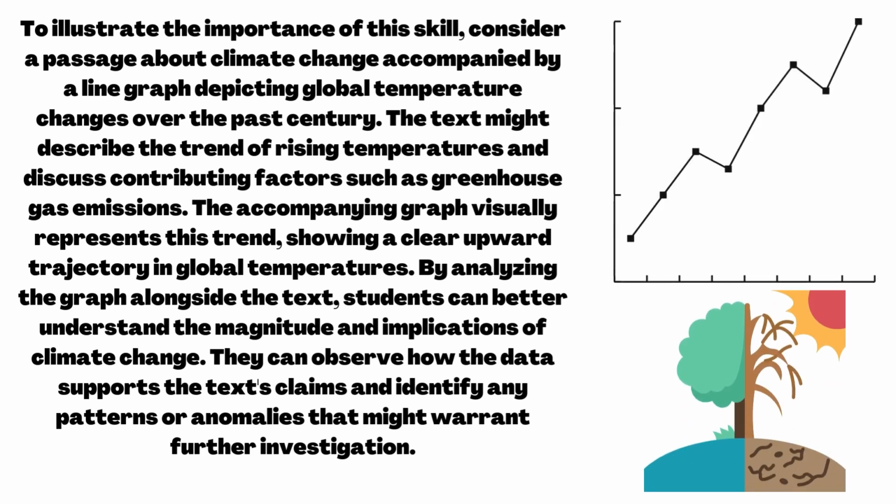To illustrate the importance of this skill, consider a passage about climate change accompanied by a line graph depicting global temperature changes over the past century. The text might describe the trend of rising temperatures and discuss contributing factors such as greenhouse gas emissions. The accompanying graph visually represents this trend, showing a clear upward trajectory in global temperatures. By analyzing the graph alongside the text, students can better understand the magnitude and implications of climate change. They can observe how the data supports the text's claims and identify any patterns or anomalies that might warrant further investigation.